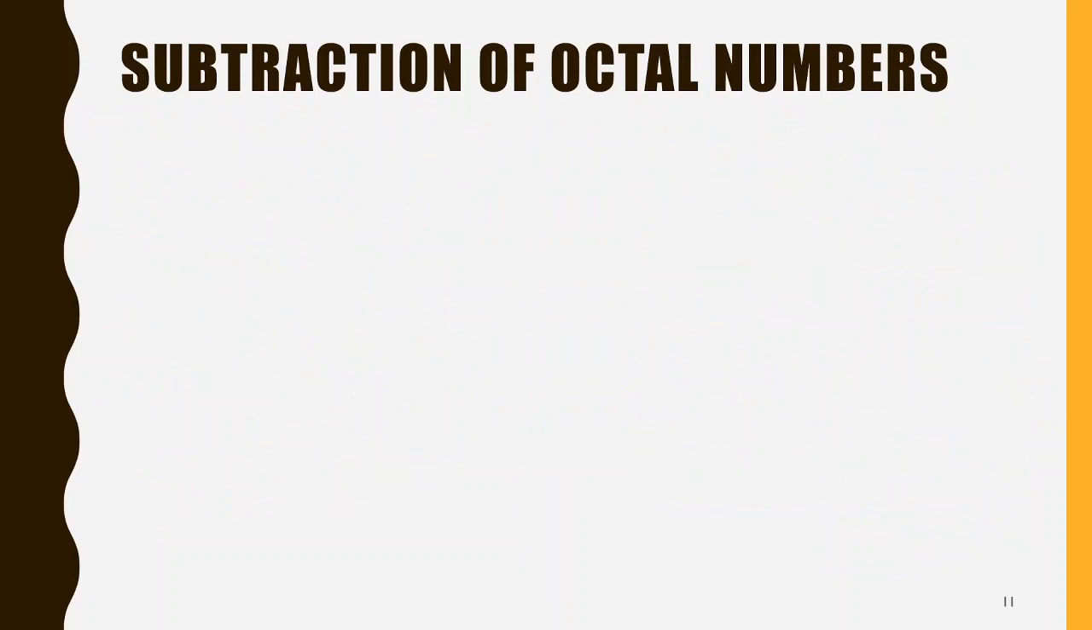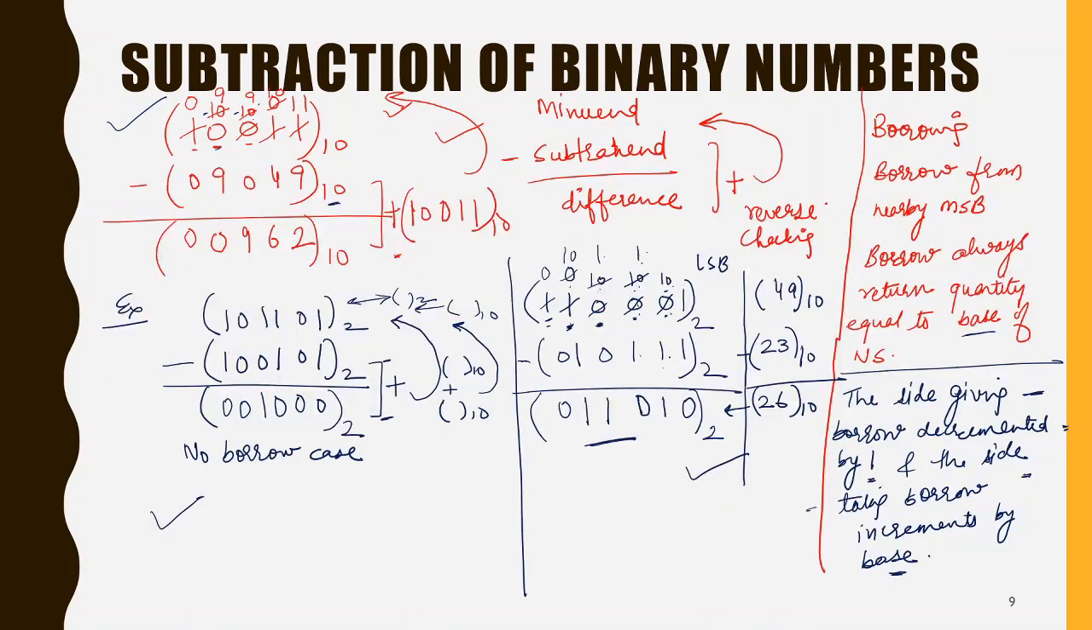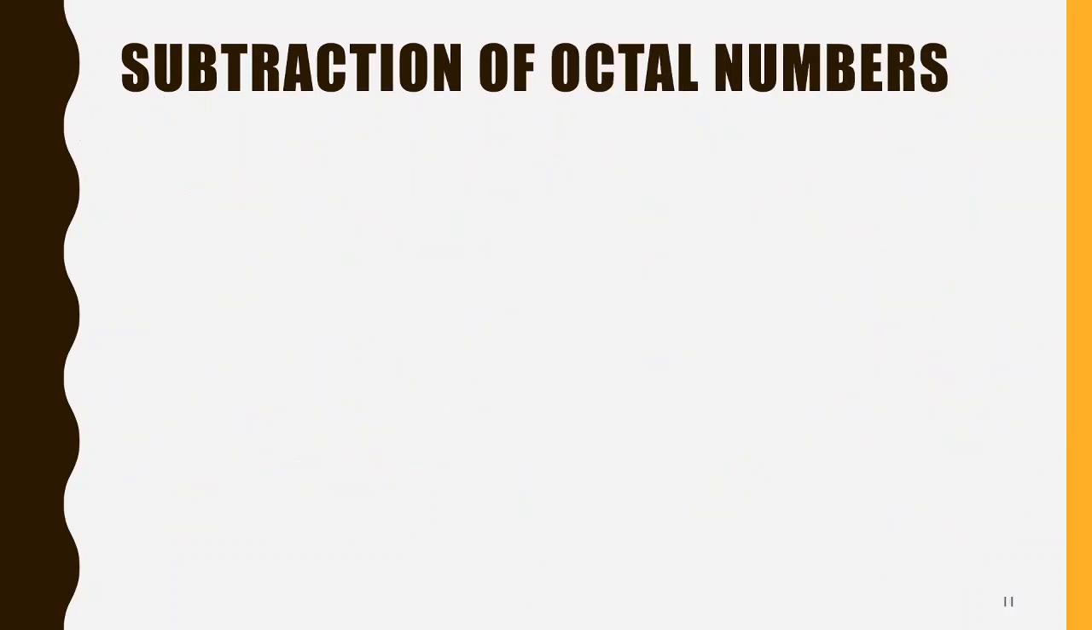The rule that you need to remember is that the side giving the borrow is decremented by 1 and the side which takes the borrow is incremented by the base. This is the rule that we will use in the octal number system also. So I will write this rule first.